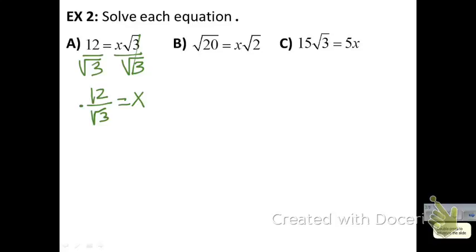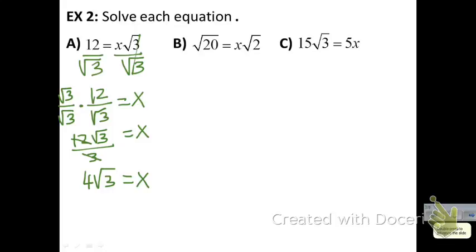So we're going to multiply by root 3 over root 3. And that gives us 12 root 3. And root 3 over root 3 times root 3 in the denominator gives us just 3. And then this 3 can divide into the 12 4 times. So 4 root 3 is our simplified answer.